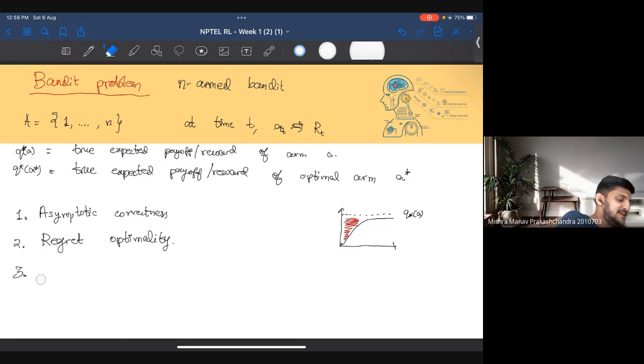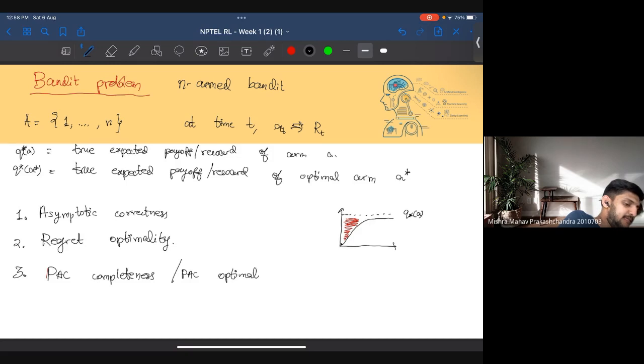And the last one is known as the PAC completeness, or you say it's the PAC optimality. PAC stands for probably approximately correct. What it means is how probable you are to be within some approximate correctness region of the true value. What is the probability of being approximately correct?